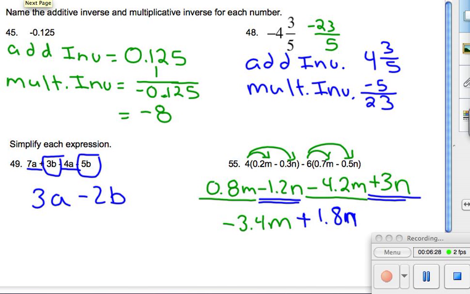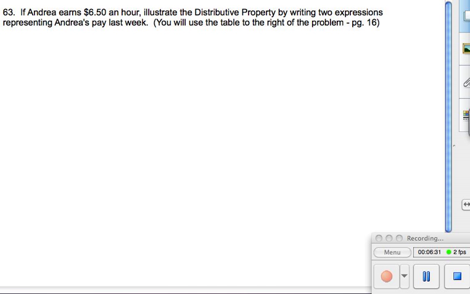And the last example is a story problem. Now, it says if Andrea earns $6.50 an hour, illustrate the distributive property by writing 2 expressions representing Andrea's pay last week. And there's a little table off to the right of this problem if you have your book open and you're looking at page 16. Basically what we're looking at is taking her pay and multiplying it by the hours each day.